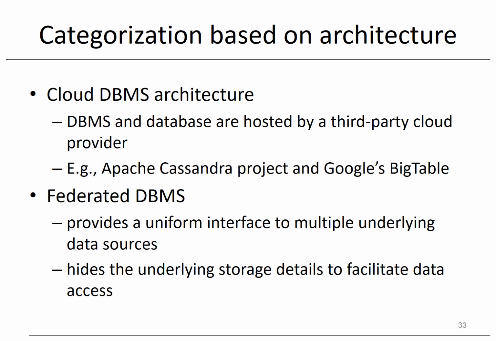In a cloud DBMS architecture, the DBMS and database are hosted by a third-party cloud provider. The data itself can then be distributed across multiple computers in a network. Although this is sometimes a cost-effective solution, depending on the context, it can perform less efficiently in terms of processing queries or other database transactions. Popular examples are the Apache Cassandra project and Google's Big Table.